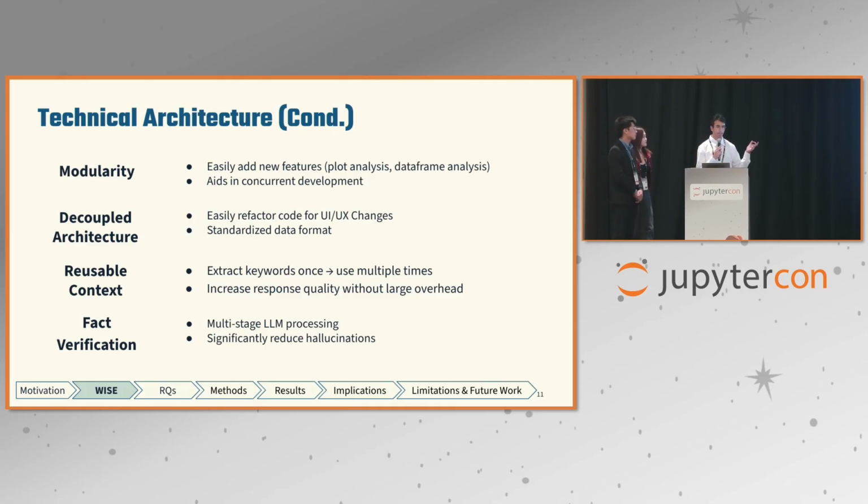Finally, there's also the reusable context. As you remember, when we extract the keywords, there are actually two uses for that. One is to display to the user and show them the definitions of the keywords. And the second usage is for giving context to the LLMs for the plot and data frame analysis.